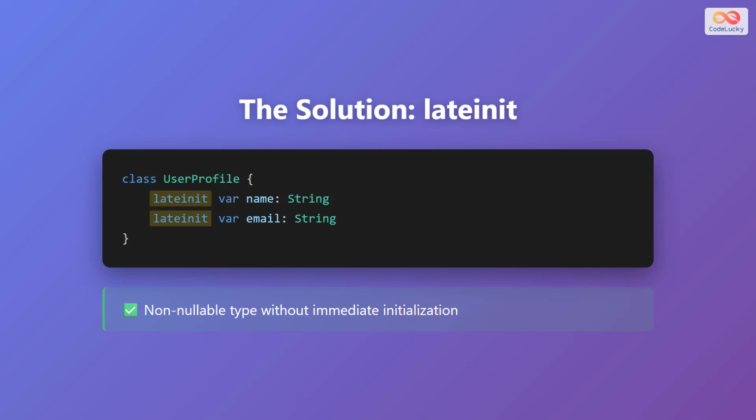The solution to this problem is the lateinit modifier. By adding lateinit before var, you can declare a non-nullable property without initializing it immediately. Notice how the same user profile class now has name and email as lateinit var properties of type String without the question mark. This tells Kotlin that you promise to initialize these properties before accessing them. The beauty of this approach is that you get non-nullable types without needing to initialize them in the constructor, and you don't need null checks when using them.